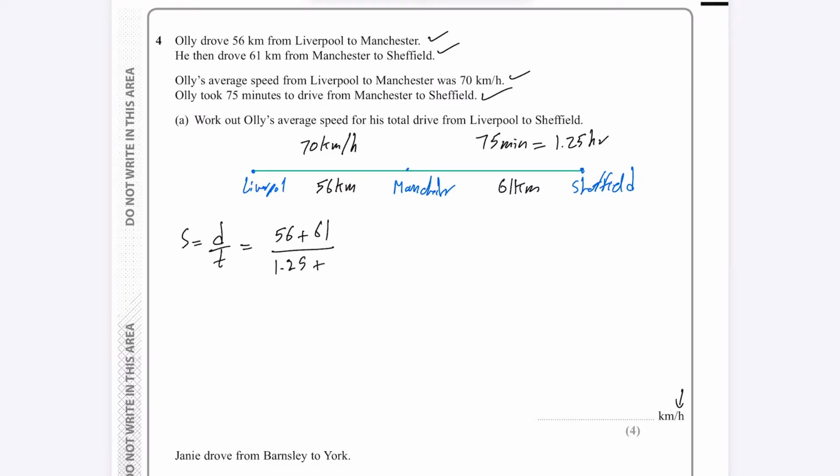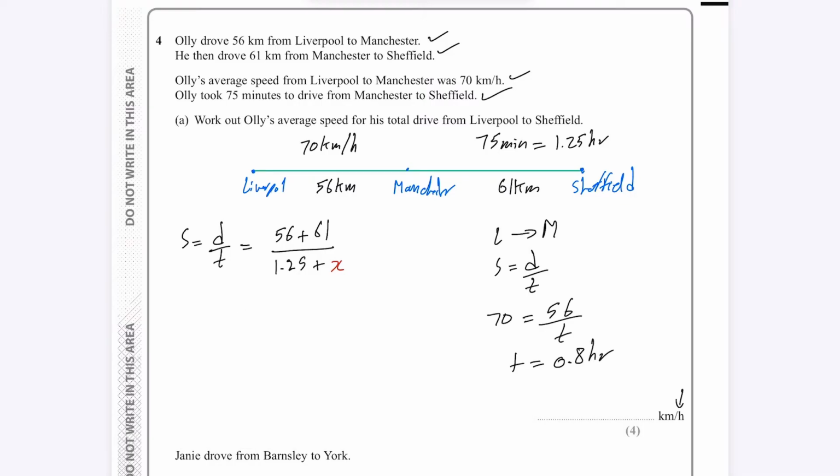Now we don't know, this is the bit that's missing. We'll call it X. We don't know the time it took from Liverpool to Manchester. That's what we need, and we've solved this question. So let's find the time from Liverpool to Manchester. So on this side, I'll write Liverpool to Manchester. We have speed is equal to distance over time. So we know the speed is 70. We know the distance is 56. We need the time. So we rearrange this equation, and time is 56 divided by 70, which is 0.8 hours.